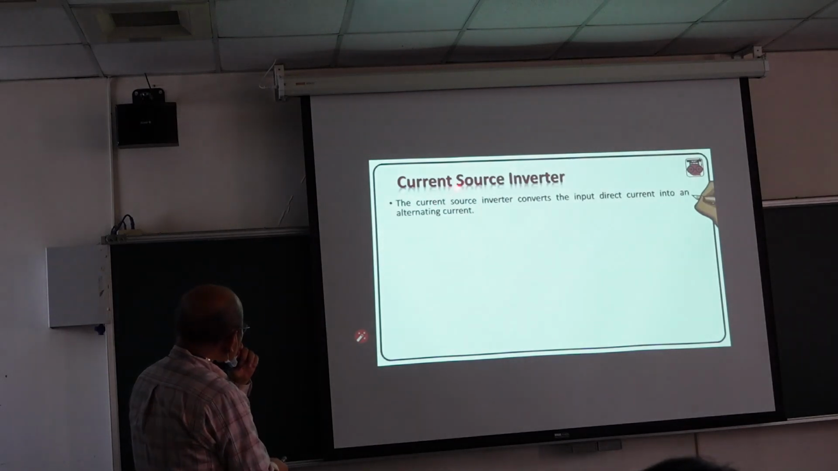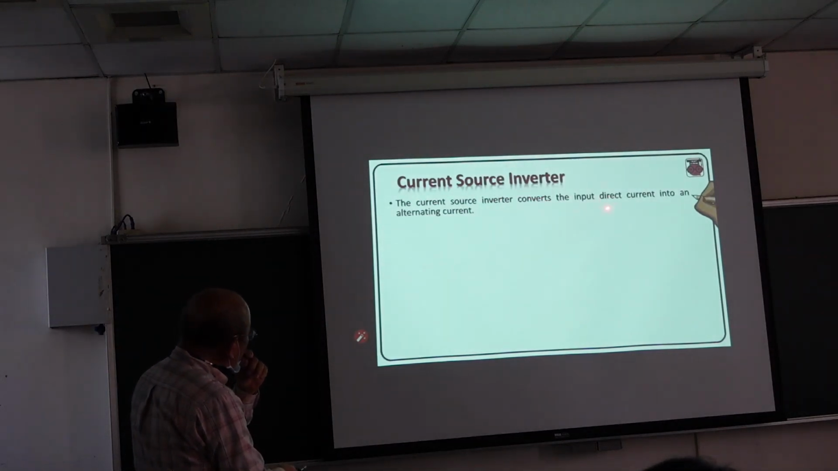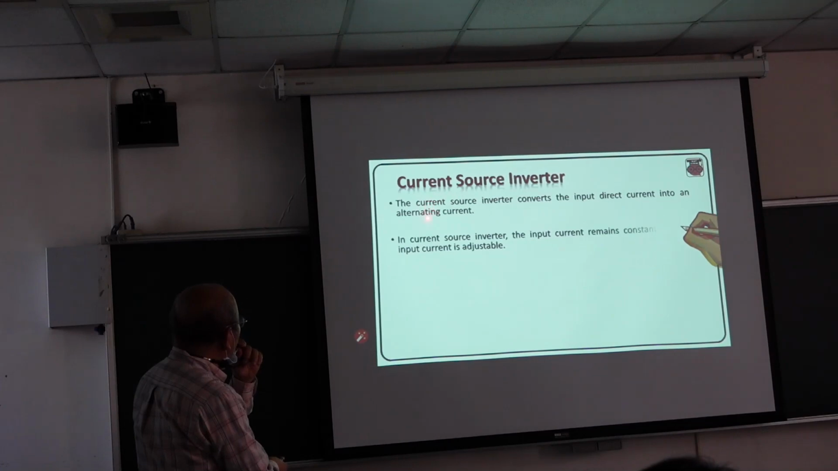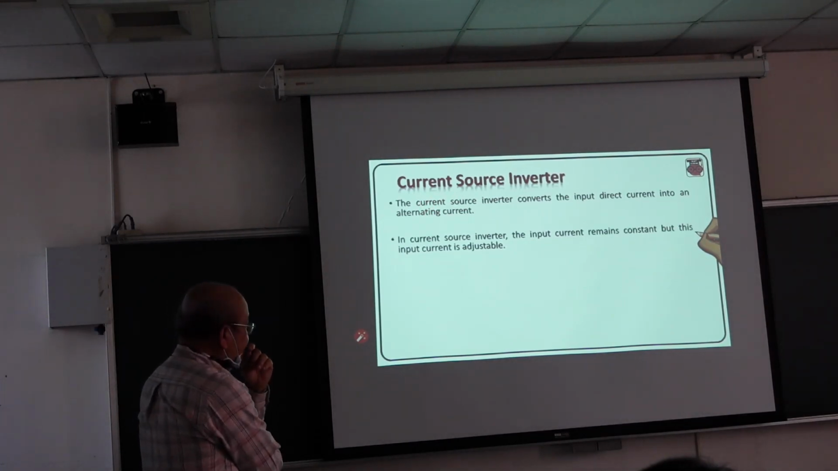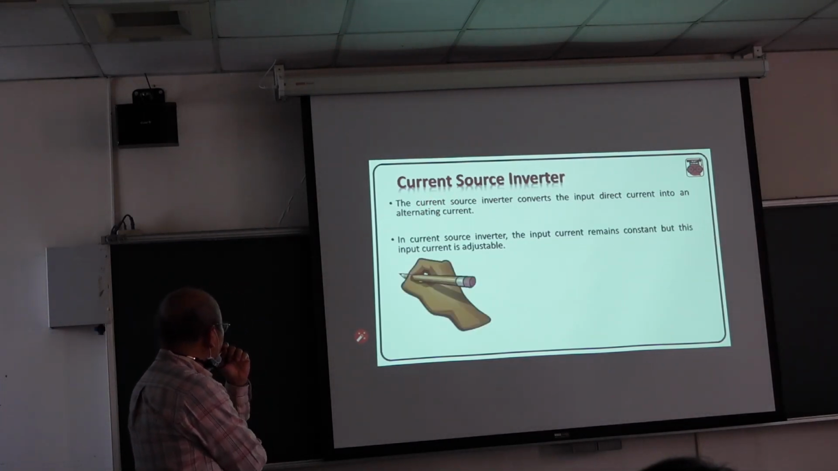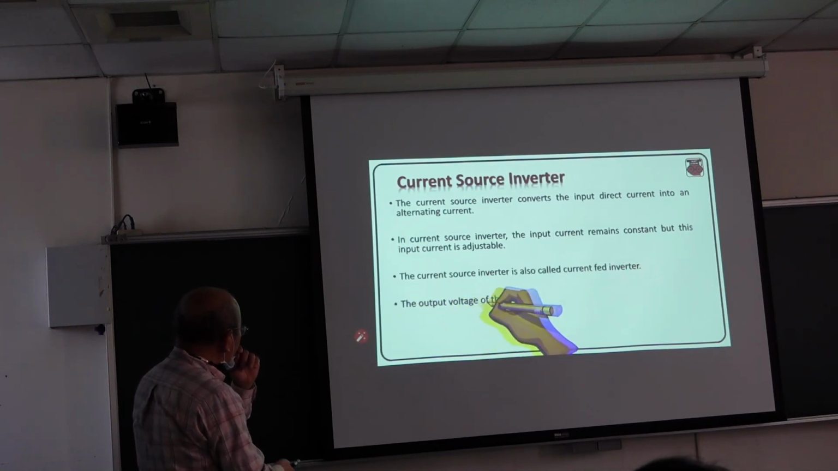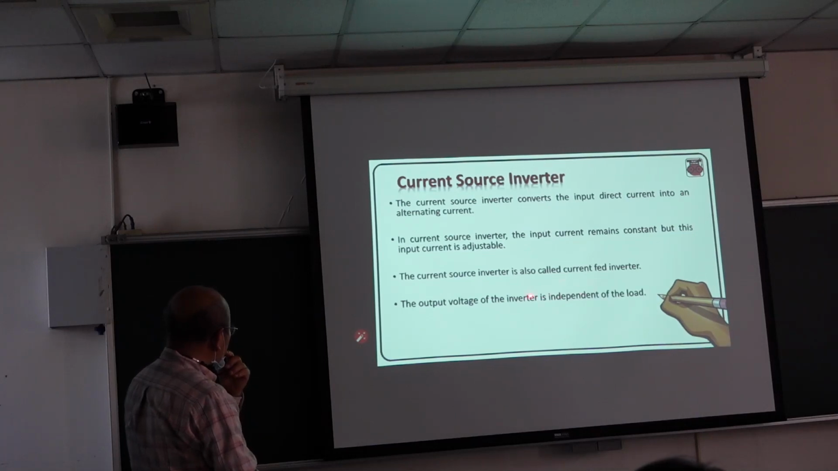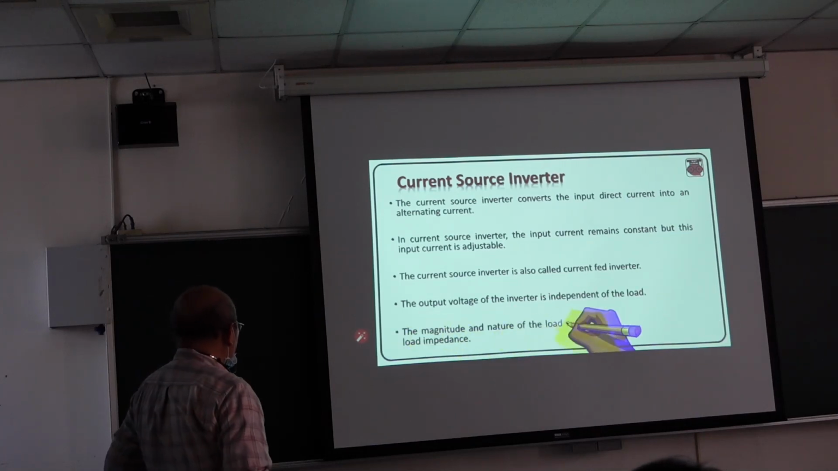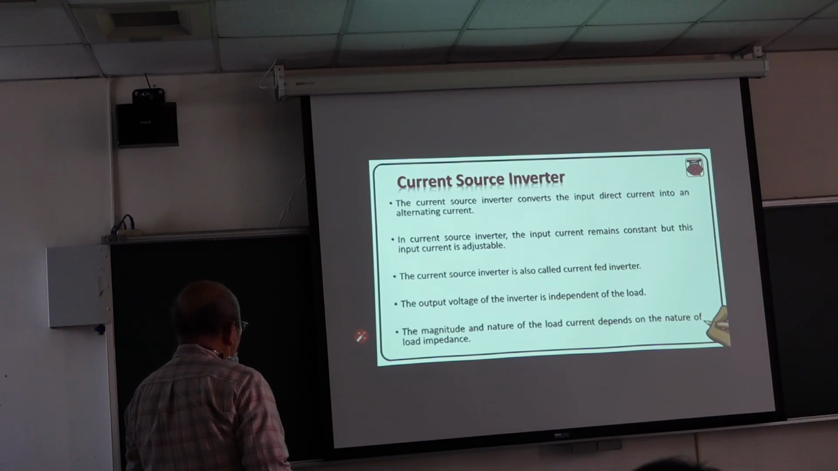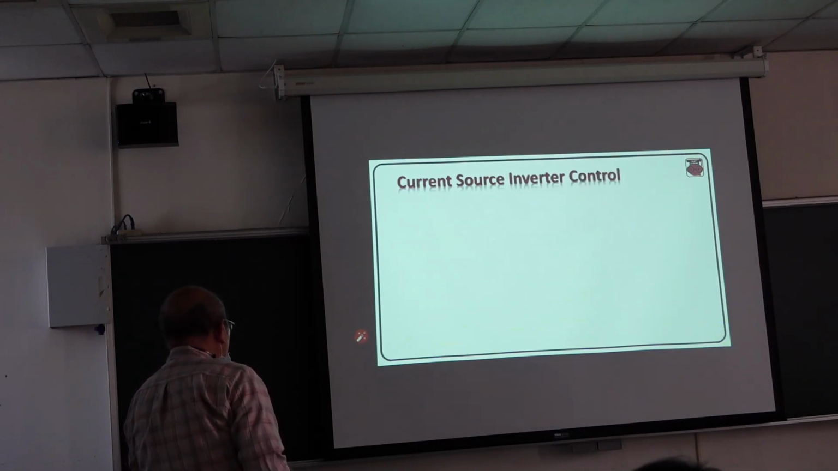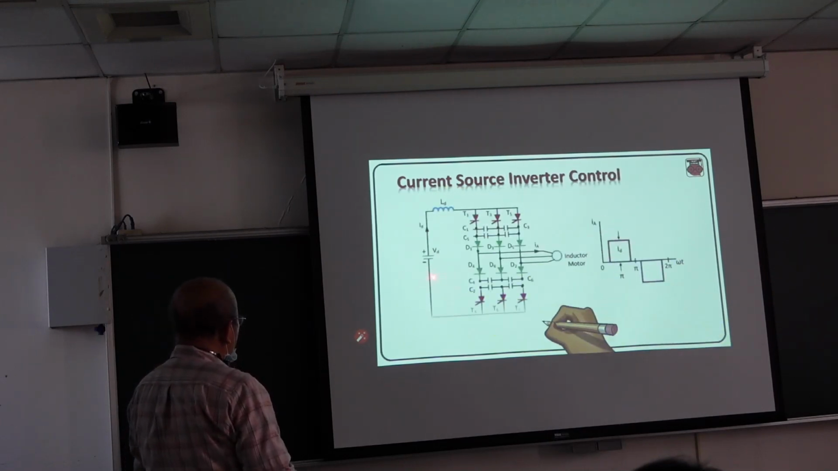The current source inverter converts input current into AC current. In a current source inverter, the input current remains constant, but this input current is adjustable. The current source inverter is also called a current feed inverter. The output voltage of the inverter is independent of the load. The magnitude and nature of the load current depend on the nature of the load impedance. Okay, this is current source.